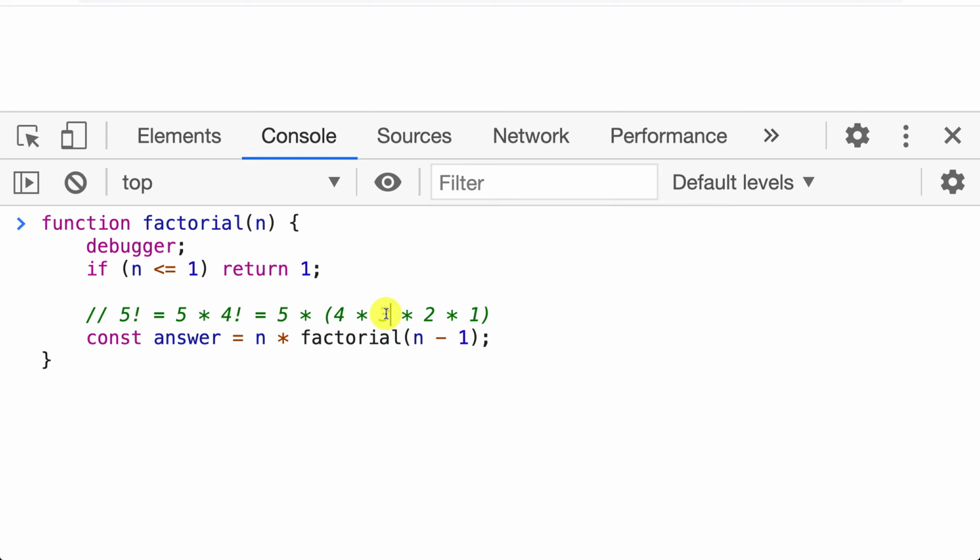And we could also see that 5 times 4 times 3 factorial is going to be equivalent to this as well. So it's this logic that if we keep solving it with smaller and smaller input, we'll eventually reach the base case and can get our solution. And finally, we return the answer.